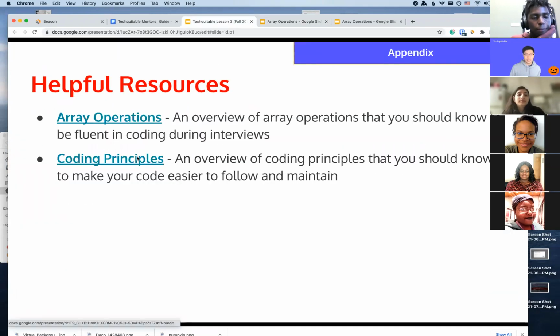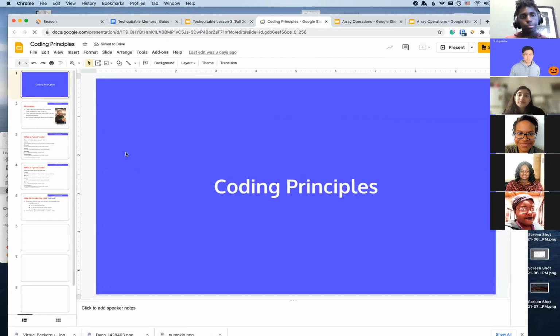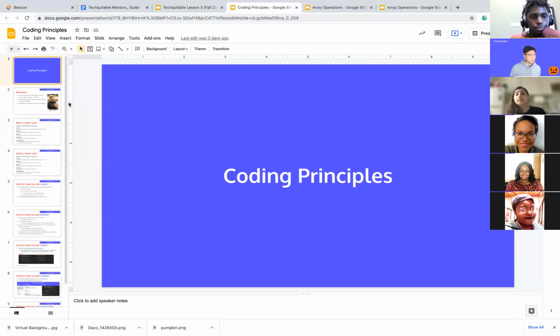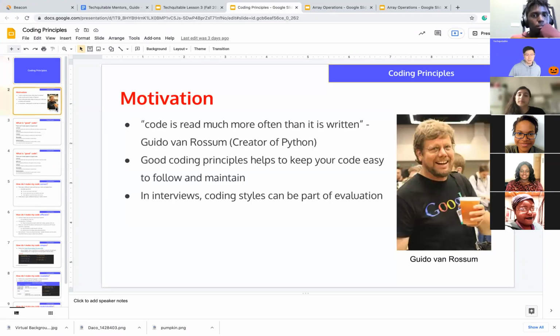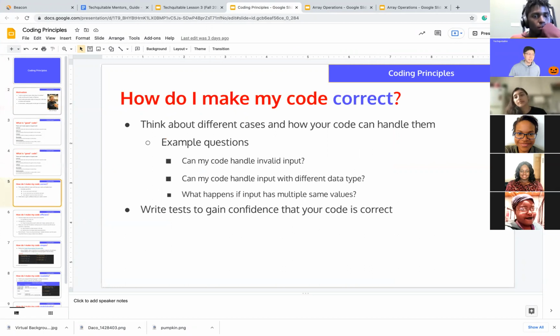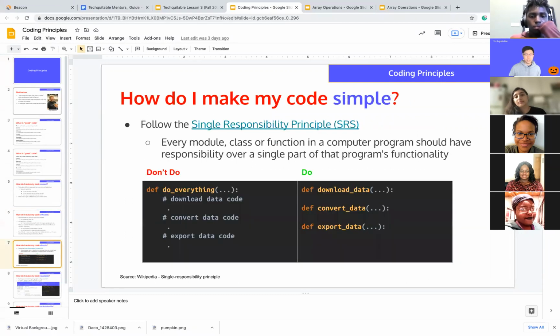And there's another slide. This is helpful to know, not just in an interview setting, but in terms of your software engineering skills and career. It goes over the different coding principles that teach you how to write good code, and by good code, I mean code that is easy to follow and maintain. I definitely encourage everyone to go through it in your free time and see if these are things you're already doing, or if not, pick up on them so that your code will be easy to read and maintain.